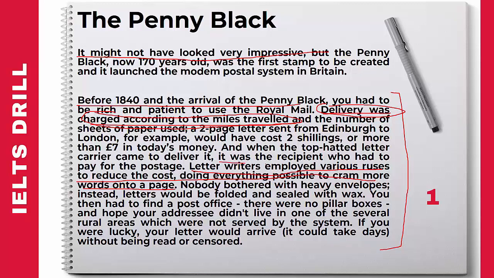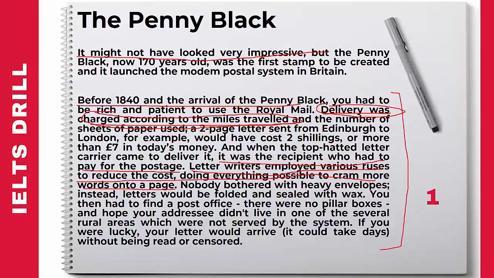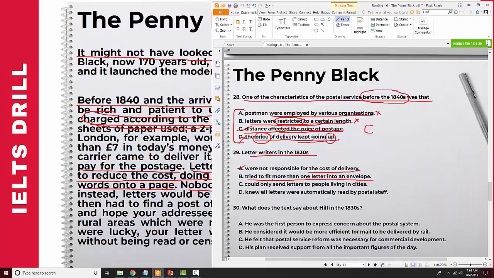it was the recipient who had to pay for the postage. Right, so the letter sender or letter writer was not responsible. So this is correct. Let's still keep on reading. Try to fit more than one letter into one envelope. No, it is saying no one bothered with heavy envelopes, right? But it does not say that he tried to fit more than one letter into an envelope. Don't get confused. It is trying to put more than one page into one envelope. So this is not correct.